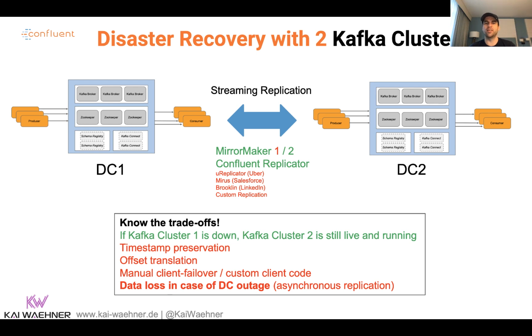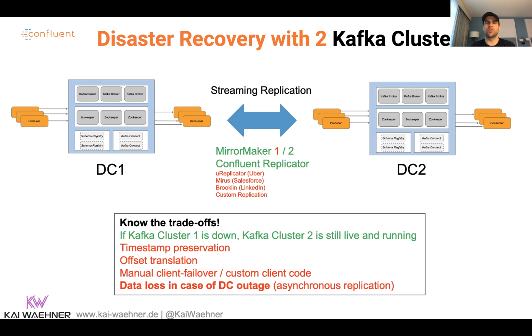The reason here is that all these replication tools you see here use asynchronous replication from one data center to the other with Kafka. This means if a data center is down, not all data from the data center can be saved and replicated to the other data center. So you will have data loss in case of an outage. And this is for some use cases still okay, but for some other use cases you need zero data loss. You still can do zero data loss in such a way, but I will cover that later in this talk.